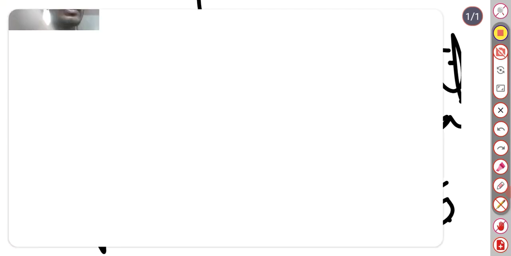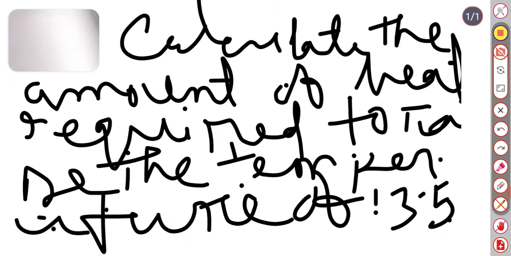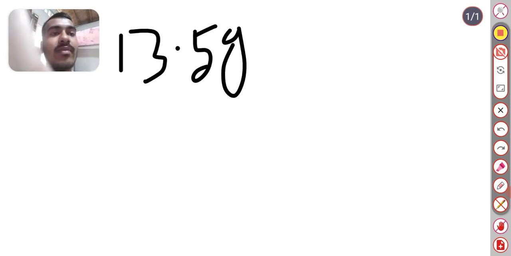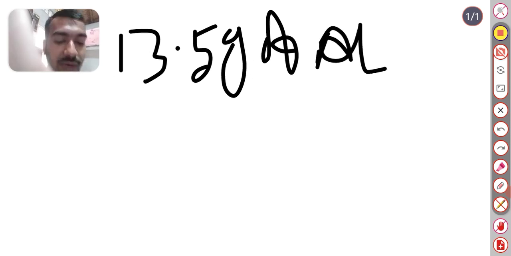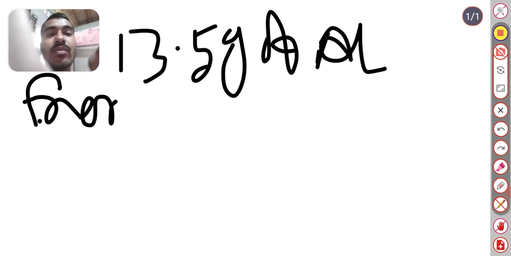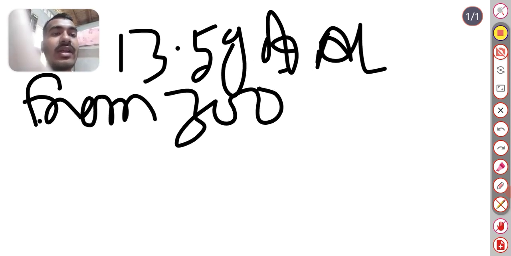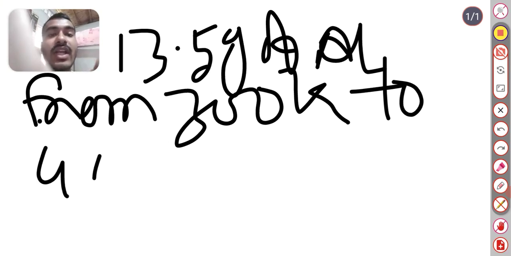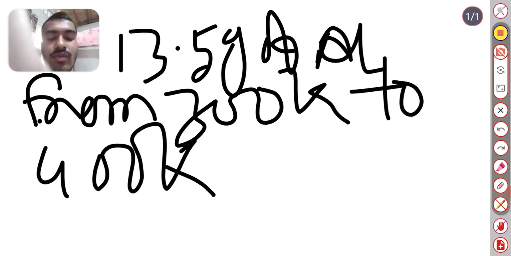We are moving to the next slide. Calculate the amount of heat required to raise the temperature of 13.5 gram of aluminium from 300 Kelvin to 400 Kelvin, and the specific heat of aluminium is given as 0.9 joule.